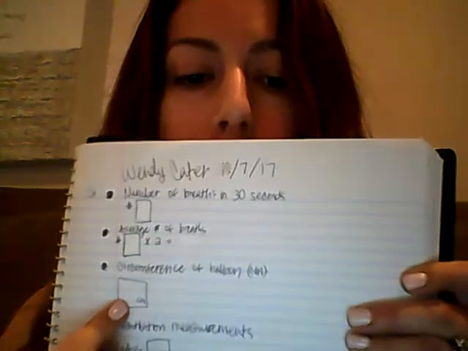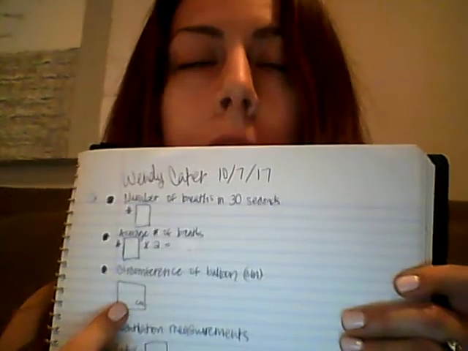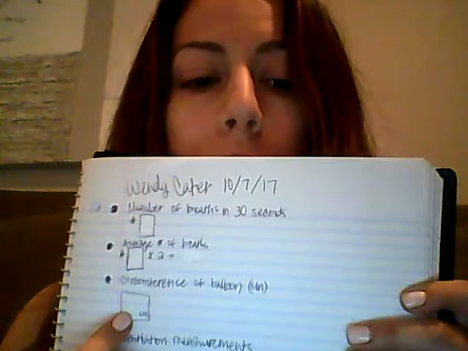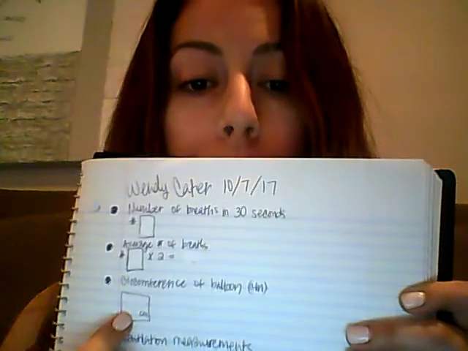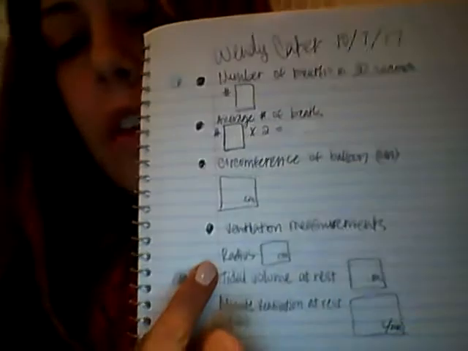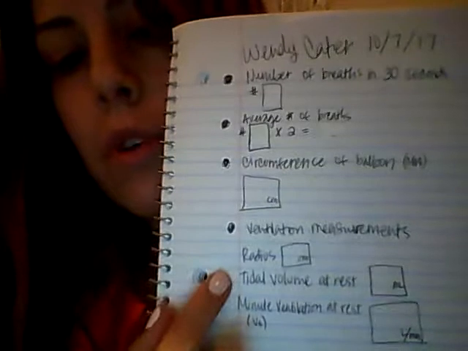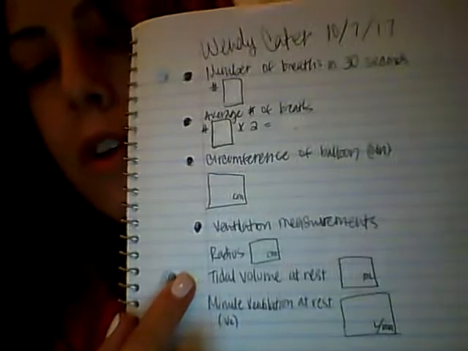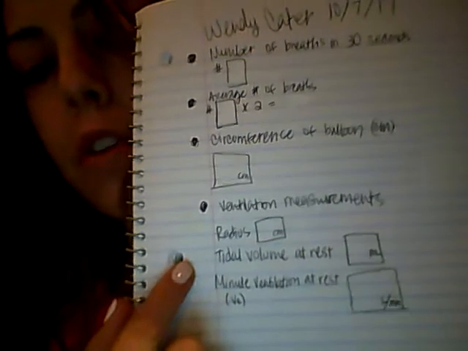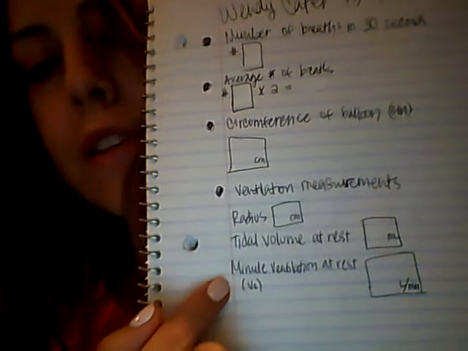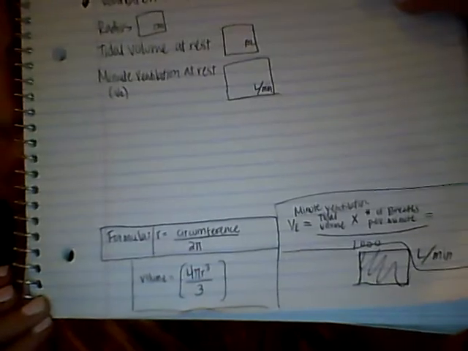Then I'm going to just breathe into the balloon with my regular breath and measure the circumference. Then I'm going to get the radius with the calculations with the measurements that I've taken here. Then I'm going to get the tidal volume at rest, and then I will be calculating the minute ventilation at rest. And I have my equations here ready to calculate.